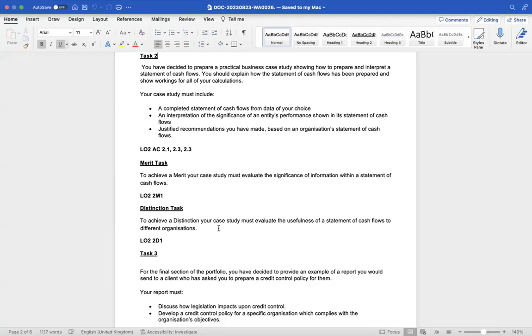Distinction. To achieve a distinction, your case study must evaluate the usefulness of a statement of cash flows to different organizations. So, usefulness to different organizations: evaluate how the statement of cash flow can be useful to different types of organizations. Compare its relevance for a manufacturing company, a service-based business, and a non-profit organization. Highlight the specific insight each type of organization can gain from the statement.